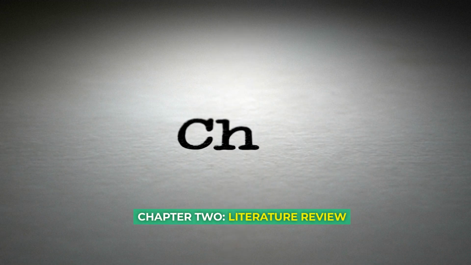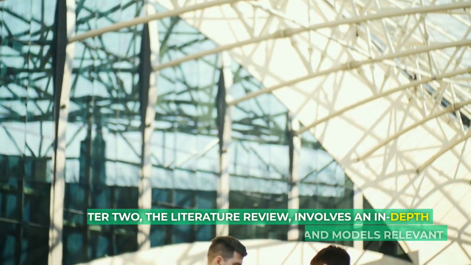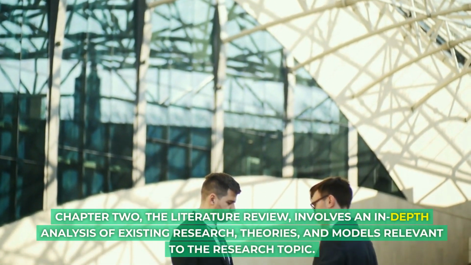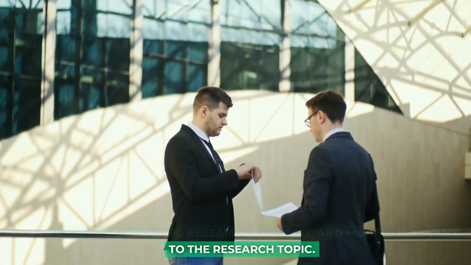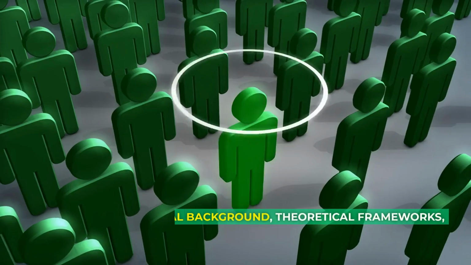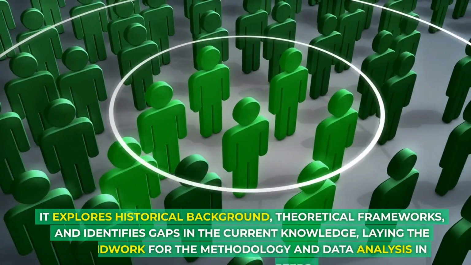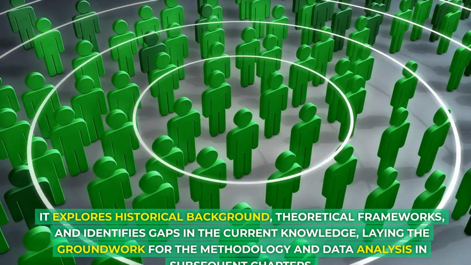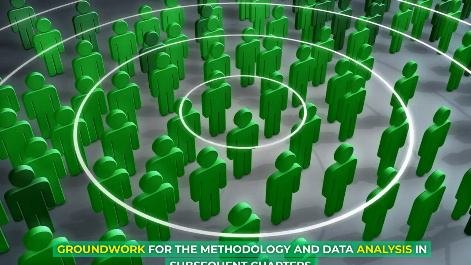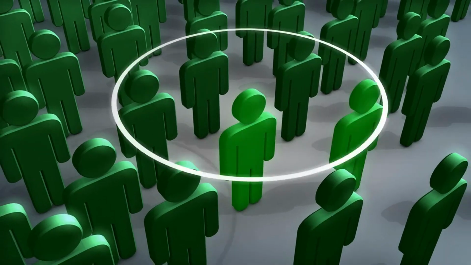Chapter 2, Literature Review. Chapter 2, the Literature Review, involves an in-depth analysis of existing research, theories, and models relevant to the research topic. It explores historical background, theoretical frameworks, and identifies gaps in the current knowledge, laying the groundwork for the methodology and data analysis in subsequent chapters.